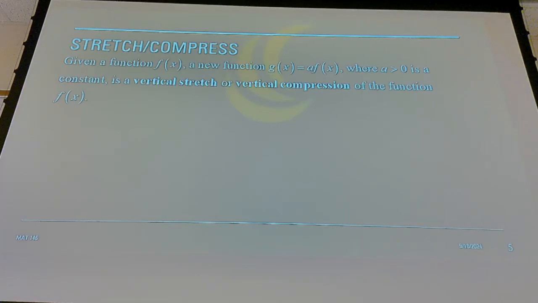Notice the restriction on a being positive. First off, if it's 0, it's blank, because then your new function is just the constant function 0. If you're multiplying it by a negative value, then that's actually two transformations. The negative is a reflection, and then you have the stretch or compression of just a, which is why I'm just restricting a to be positive here.